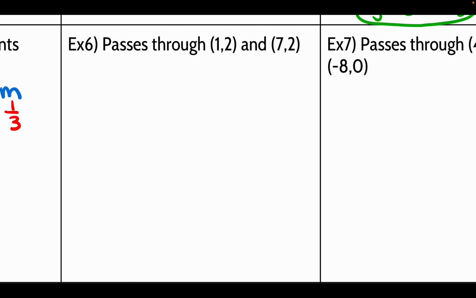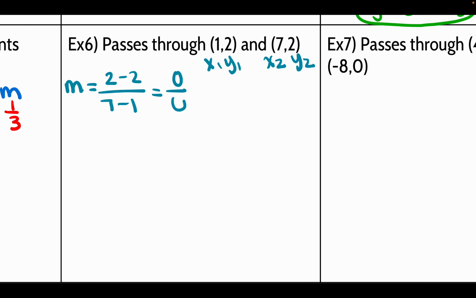Number 6. Passes through 1, 2, and 7, 2. So go ahead and label your x1, y1, x2, y2. That way we can find our slope. So m is equal to 2 minus 2 over 7 minus 1. So we get 0 over 6, which is just 0. And that's okay. M can be 0.